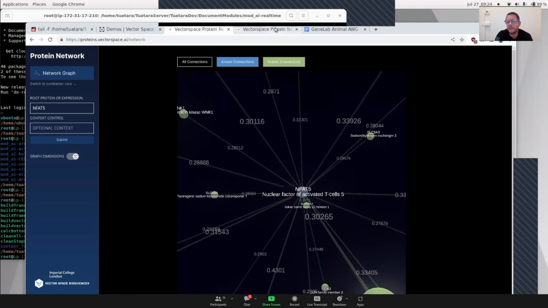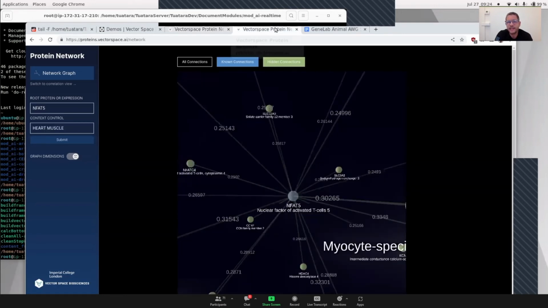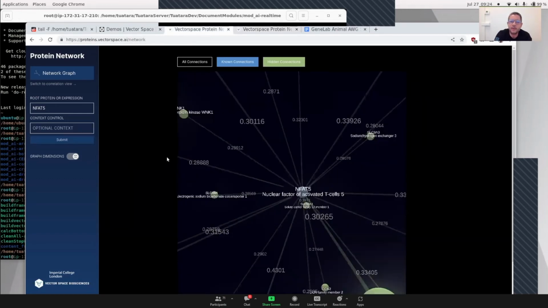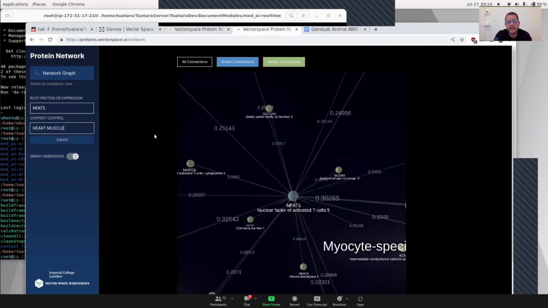However, the real power of this happens when you're able to construct a network of proteins related to NFAT5 in the context of heart muscle here. So having a context-dependent or user-defined context enables you to construct a network that's different from an ordinary network. So as you can see, the general network for NFAT5 and its related proteins is much different than the network within the context of heart muscle.